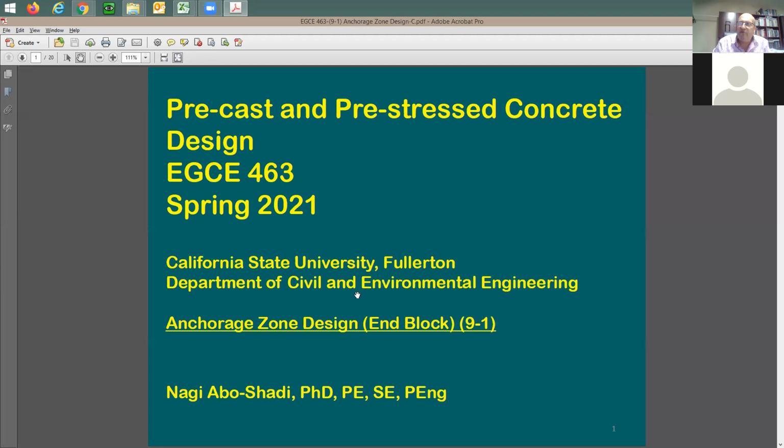When it comes to the design of pre-tension end block or anchorage zone, it's going to be different from the design of post-tension end block. Just 2 different philosophies, 2 different types of force transfer from the cable itself or from the strand to the concrete beam itself.